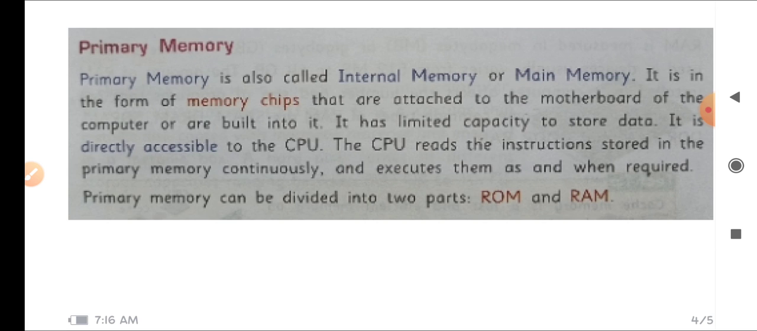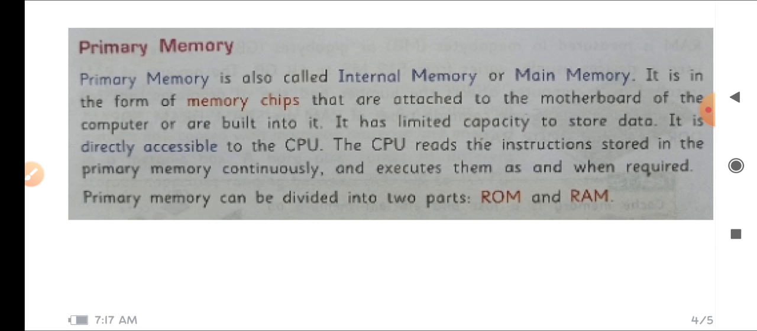Now it has limited capacity to store data. The main memory, the primary memory which is there in the computer, has very limited storage capacity. The more and more data we want to store, the more memory power we need. So main memory doesn't have that much memory power as compared to the data which we want to store. So it has limited capacity to store data.